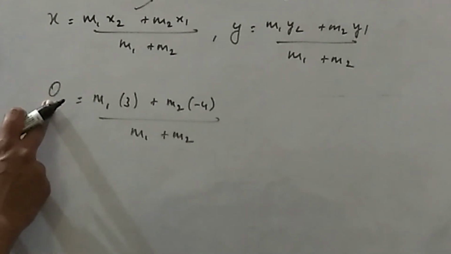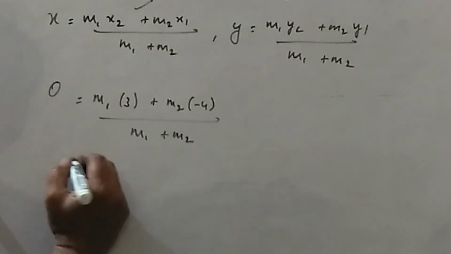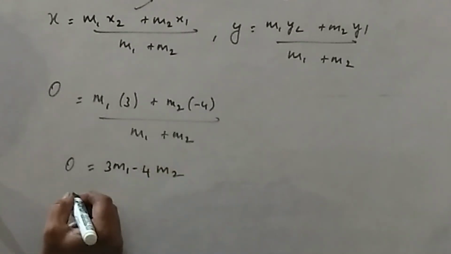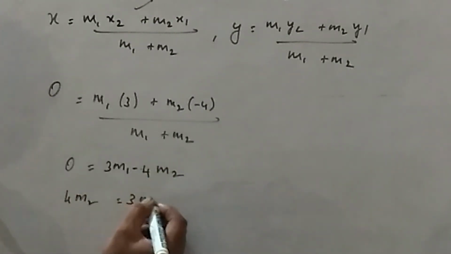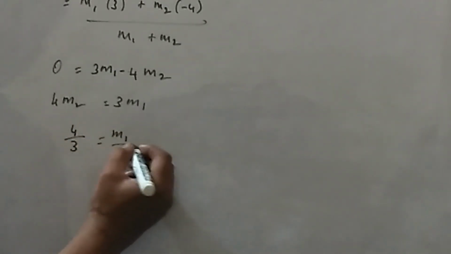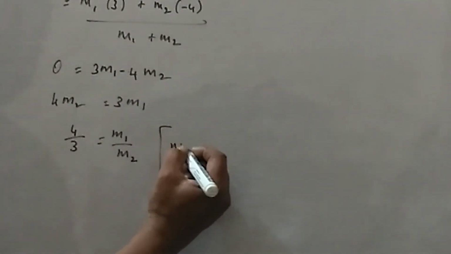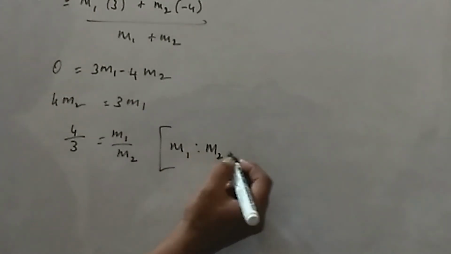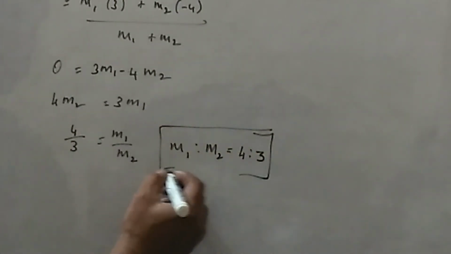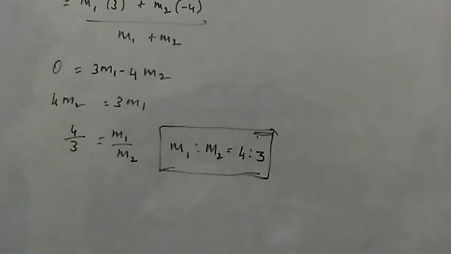Anything multiplied with 0 will become 0. So you will write 0 is equal to 3m1 minus 4m2. Okay, 4m2 is equal to 3m1. Then 4 upon 3 is equal to m1 upon m2. So the ratio you have to write: m1 ratio m2 is equal to 4:3. First part. Write it in the ratio form. Don't leave it in the other form because the question is to find the ratio.